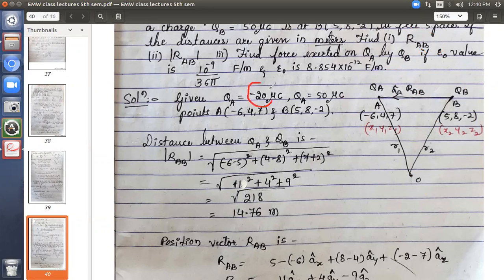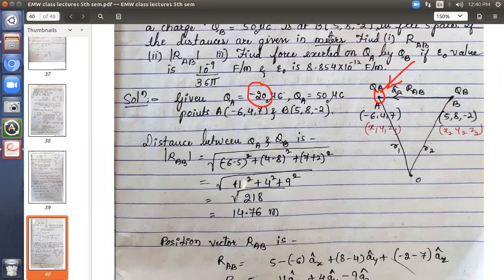If you see, it is minus 20. QA is negative. So if any negative charge exists, according to the conventions, the field lines converge towards the negative charge. So if it is negative, the direction will be like this.